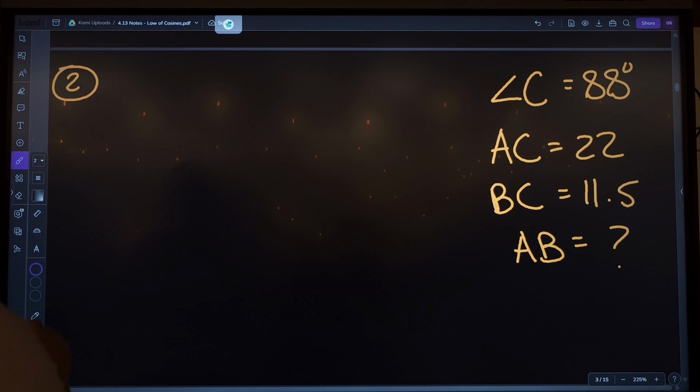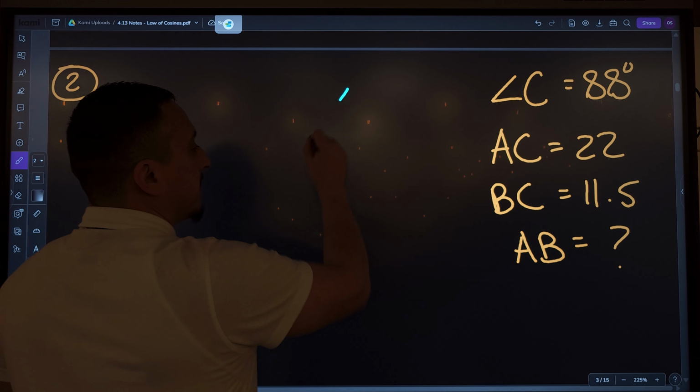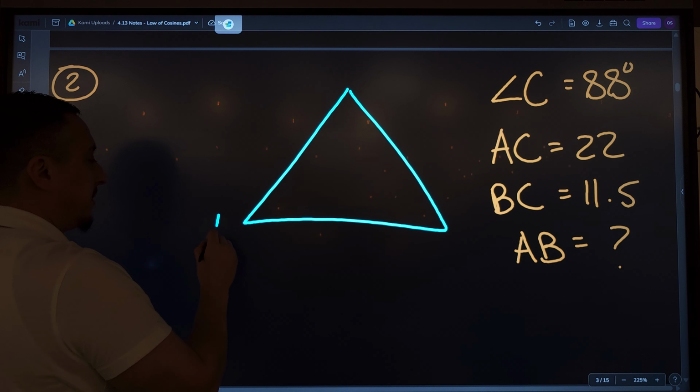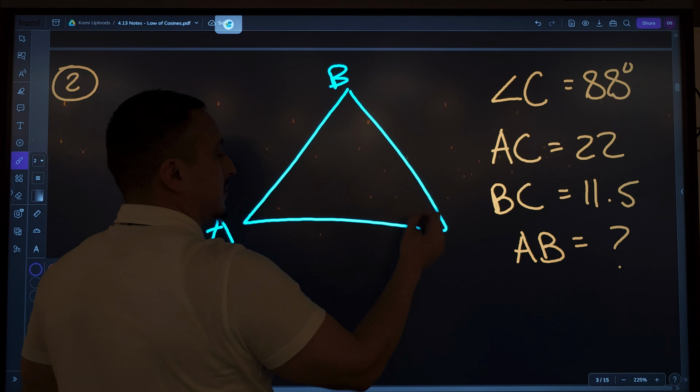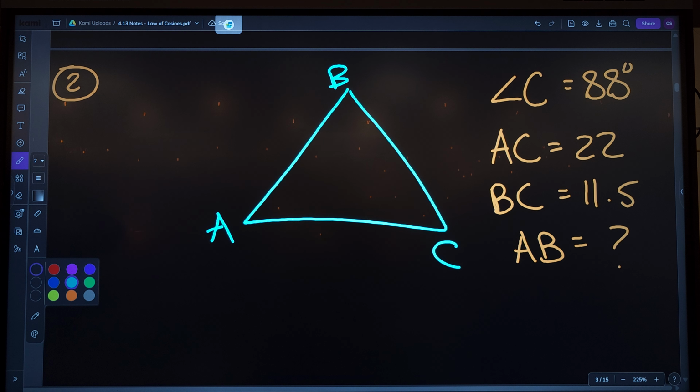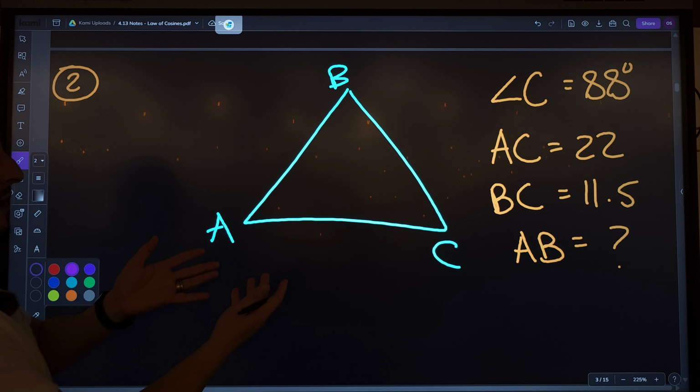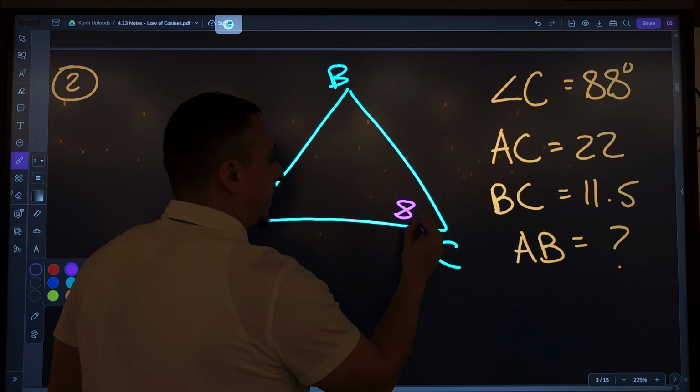Okay, so we draw the triangle. It doesn't matter who you call A, who you call B, and who you call C. It doesn't matter what corners you choose. What matters is that you put the numbers in the right place according to your labeling. Okay, so for my labeling, this is 88.